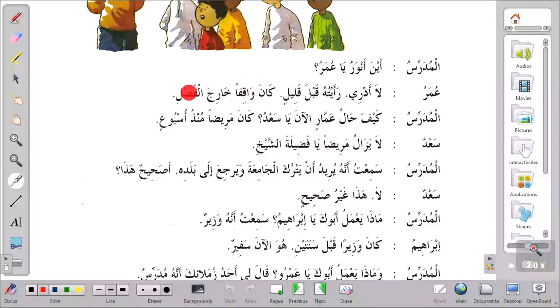Kharij al-fasl. Outside the class. You can remember kharaja. Kharaja means he left. Okay, but when we say kharij, it is a zarf makan, right? Meaning outside. Okay, dakhil is inside, kharij is outside. So kana wakifan, he was standing kharij al-fasl, outside the classroom.